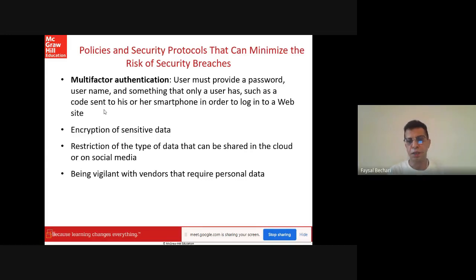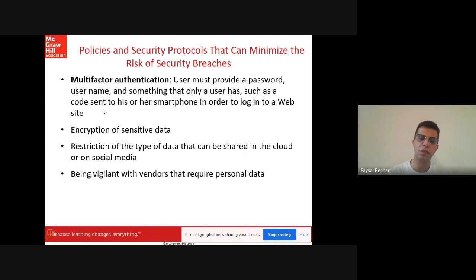Next are the policies and security protocols that can minimize the risk of security breaches. There is multi-factor authentication. I think some of you have used it. The user must provide a username and password, and something that only the user has, such as a code sent to his smartphone, or answer a special question like where you were born or what your dog's name is. So there's multi-factor authentication there.